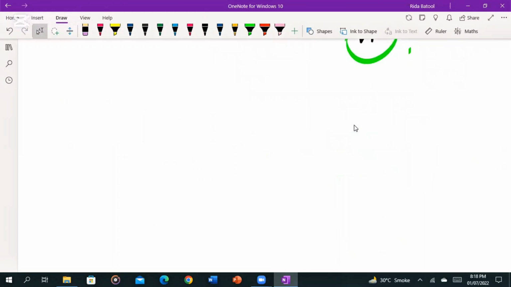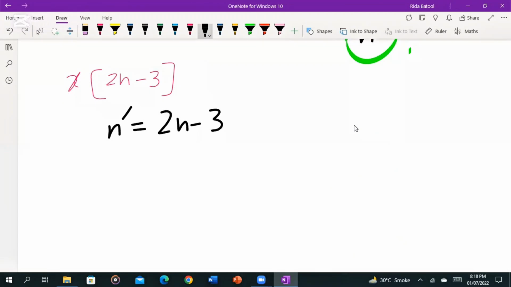Similarly, if the question is like this, 2n minus 3, if you want to sketch this, then we will take 2 common. How can we take 2 common? You have to do it like this. Now you have to make n the subject of the formula. Minus 3 will come here, and this is how we do.